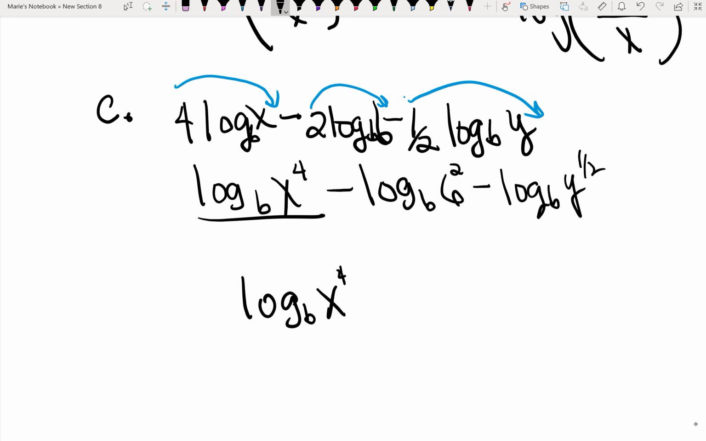We are subtracting from it log base b of 6 to the 2nd, which is 36 in essence, minus log base b of y to the 1/2. So here's what we have to consider. Because this is a negative, if I put a parentheses around here, what happens is this becomes positive, as does this, because I'm extracting the negative.